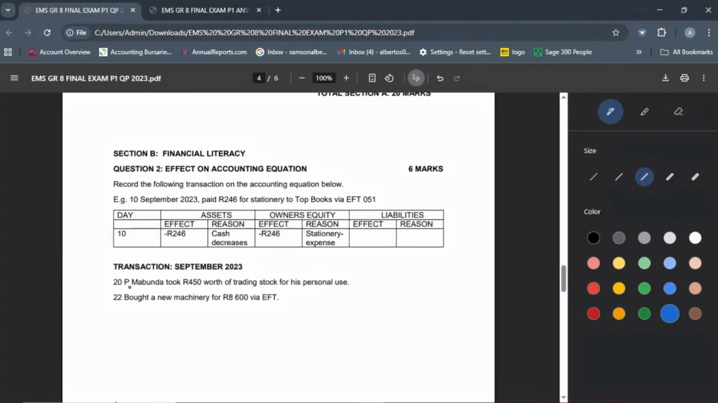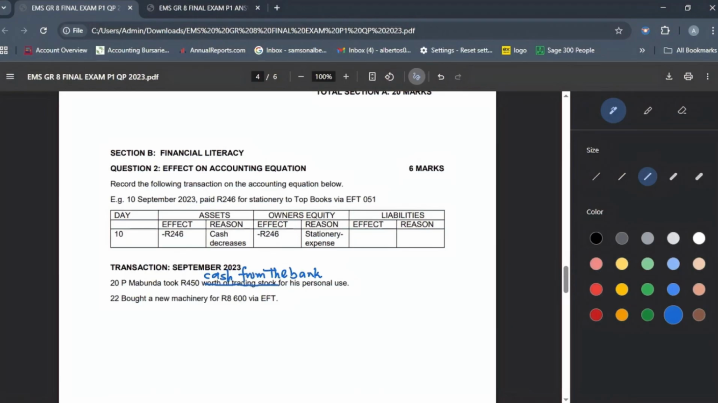So the first one, P. Mabunda took 450 Rand worth of trading stock for his personal use. I'm going to adapt this question to suit the grade 8 scope. We deal with cash transactions, so I'm going to remove trading stock, and I'll simply say Mabunda took 450 cash from the bank for personal use. Now that looks like grade 8. It is now a cash transaction. So if Mabunda is taking 450 cash from the bank for personal use, how do you record this?